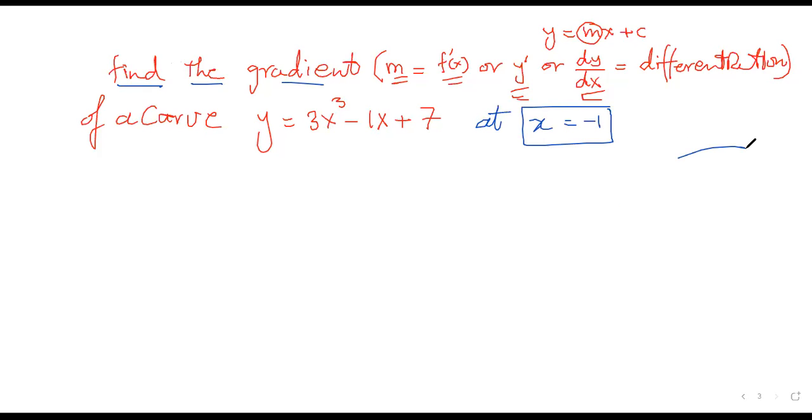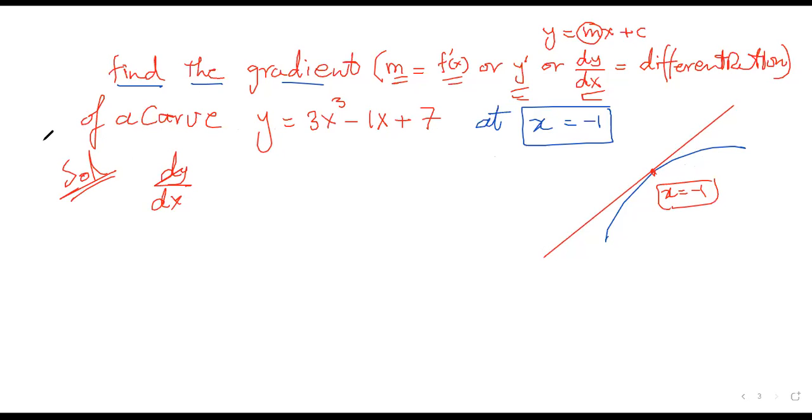So I have a curve and it has a tangent at a certain point, x equals negative 1. And he needs me to find the gradient of the curve at this point. Or they may say find the gradient of the tangent to the curve at this point. All of it is correct. Okay, so solution, we do differentiation, dy over dx.